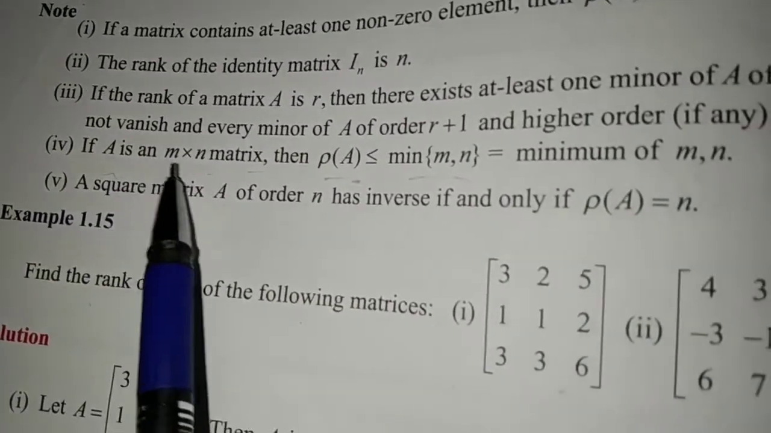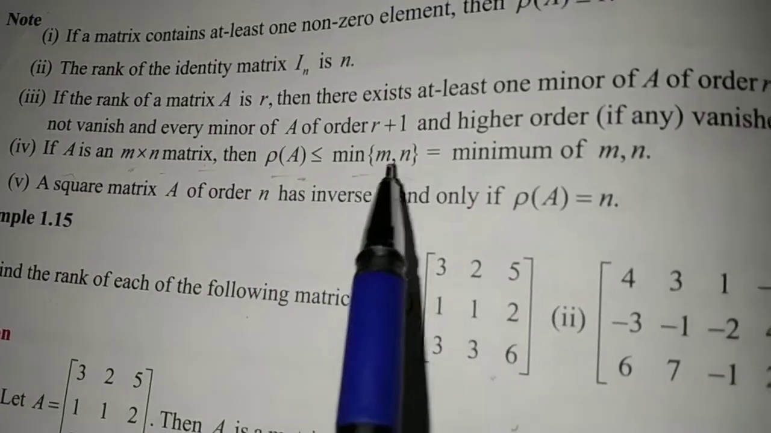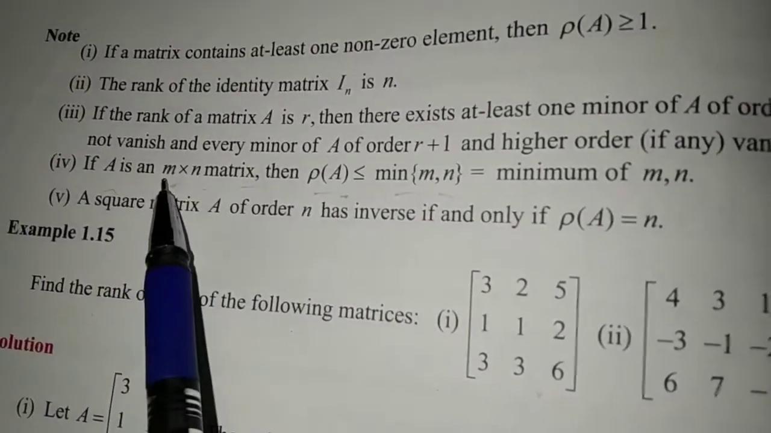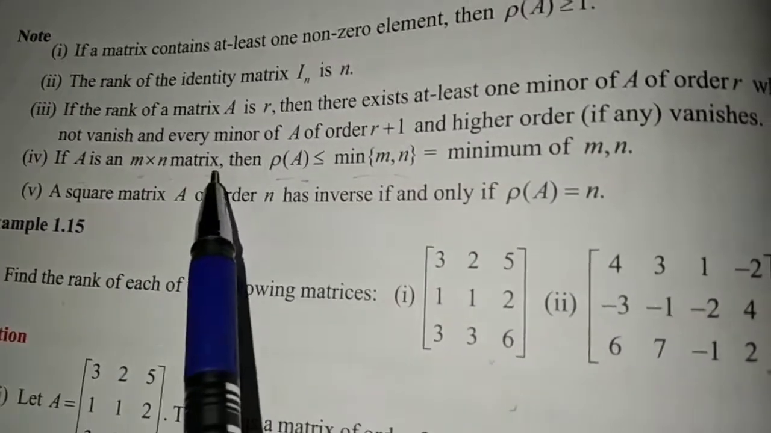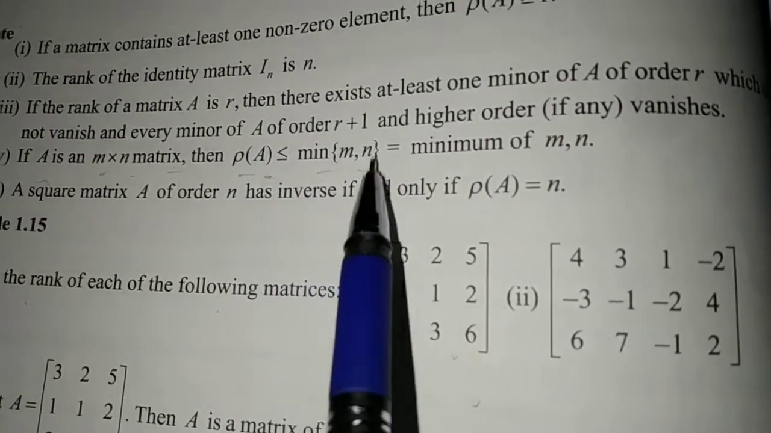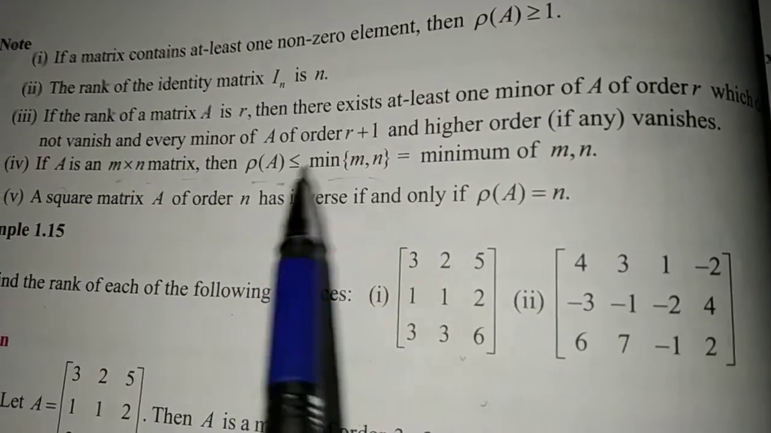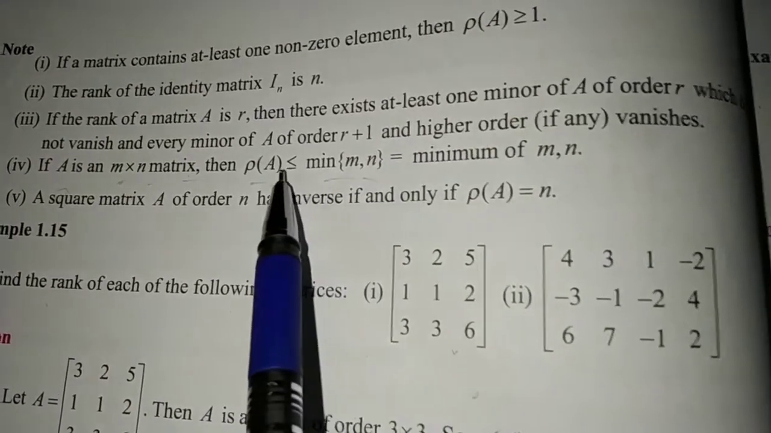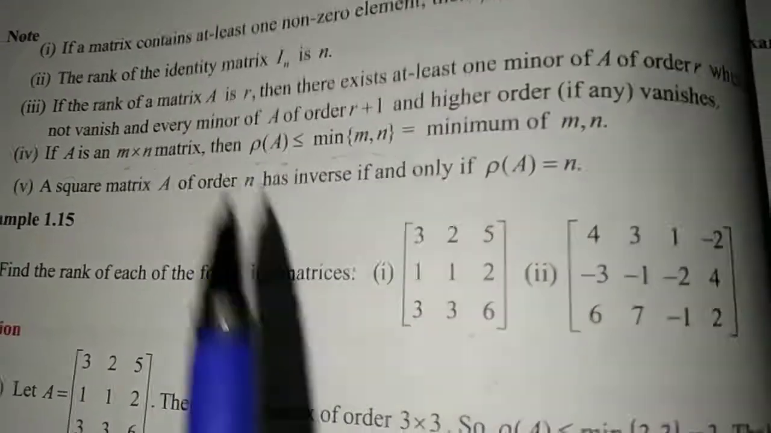If A is an m by n matrix, then rho of A is less than or equal to the minimum of m comma n. That is, suppose a 2 by 3 matrix is given, rho of A is less than or equal to the minimum of 2 comma 3, which is 2. Rho of A is less than or equal to 2, which means equal to 2 or less than 2.